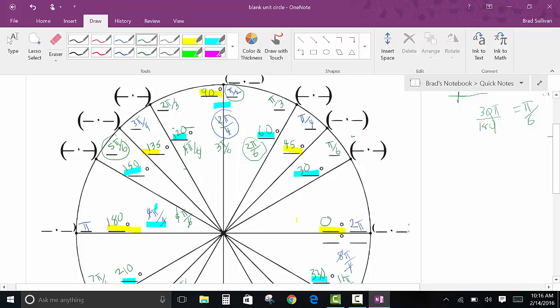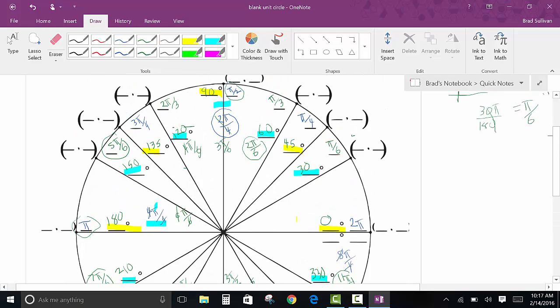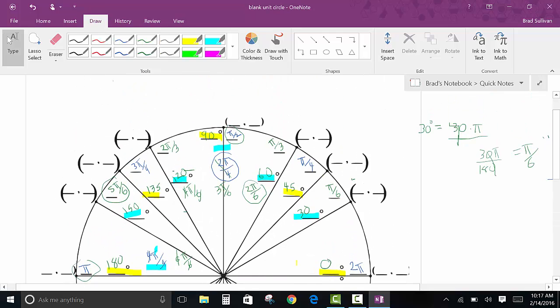6 pi over 6 reduces to pi, which we already got and should already know. We already got 7 pi over 6, so that's done. 8 pi over 6 reduces to 4 over 3, so that's 4 pi over 3. When you get to 9 pi over 6, that reduces to 3 pi over 2, which we already have. Then 10 pi over 6 reduces down to 5 pi over 3. And 11 pi over 6 we're done with. So see, there are real easy patterns you can find on this unit circle.